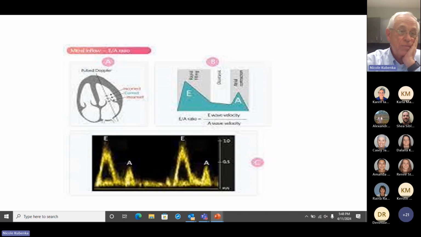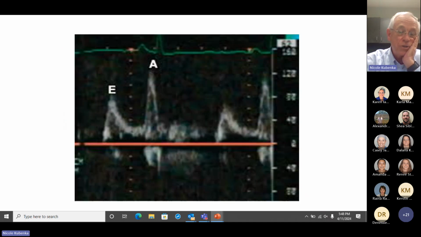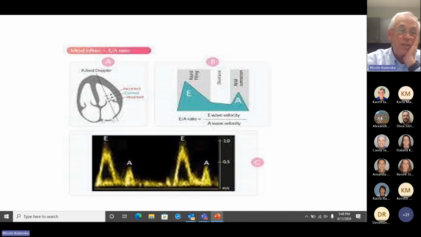So again, the Doppler that we're looking at here can detect the two phases of flow. It can detect the blood going in automatically, which is called the E flow. And then right before the heart's going to contract, the atrium squeezes in the last bit of blood. That's called the A flow.